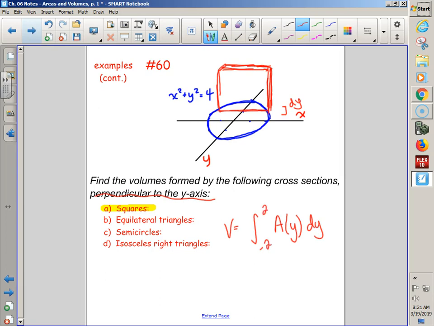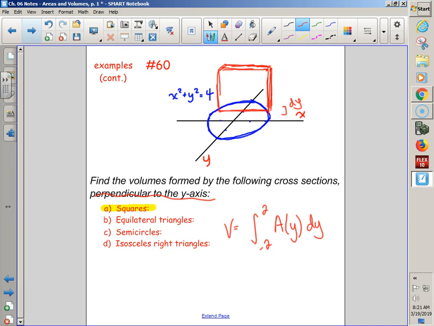Now, that was fairly simple if you remember that x squared plus y squared is 4 and is a circle with a radius of 2. However, what if you didn't remember that x squared plus y squared is 4 is a circle with a radius of 2? How do you naturally find bounds with something like that?